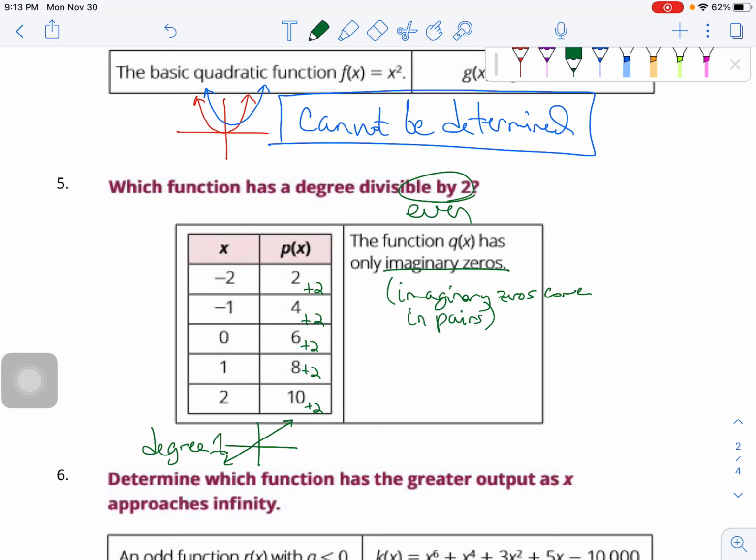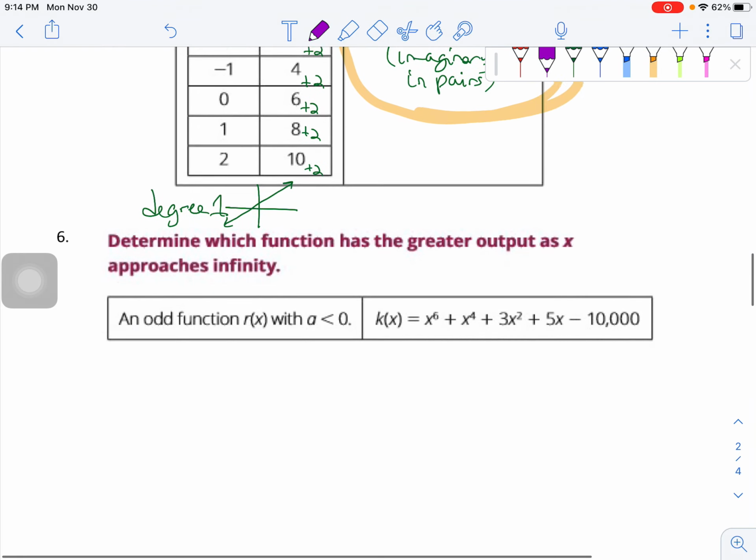And if you only have imaginary roots and they only come in pairs, then whatever you have, you're dealing with an even power, all right? So whether your power is 2, 4, 6, 8, 312, it's an even value, all right? Okay.